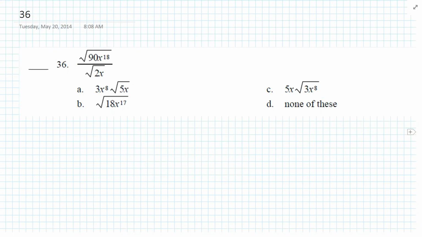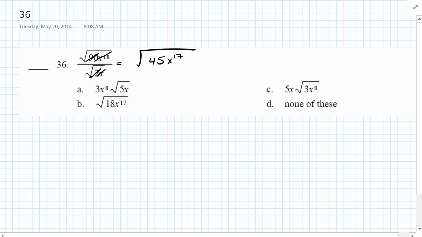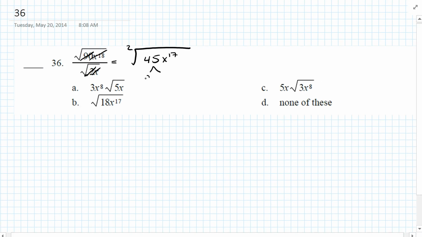36. Square root of 90x to the 18th over the square root of 2x. Same concept. Radicals, the index is the same. So 2 goes into 90 45 times. X goes into x to the 18th, x to the 17th. So I have reduced it to the square root of 45 x to the 17th. Well, my index, if you need to see, it's 2. Let's prime factor 45. 45 is 9 times 5, and 9 is 3 times 3. So I could rewrite this as the square root of 3 squared times 5 to the first times x to the 17th.